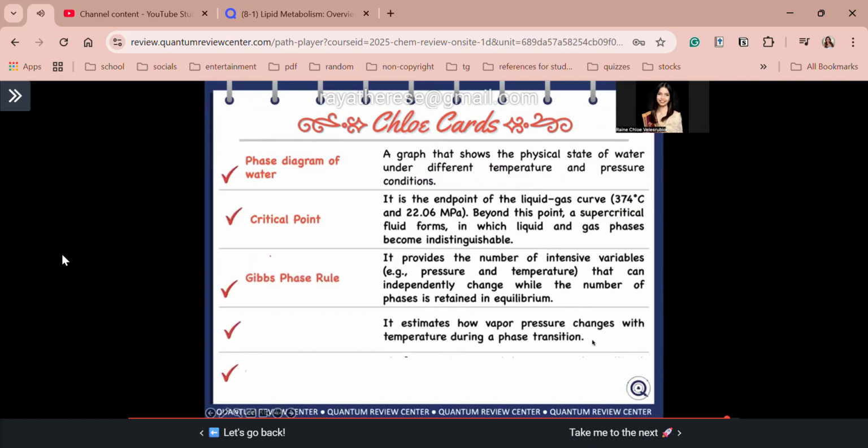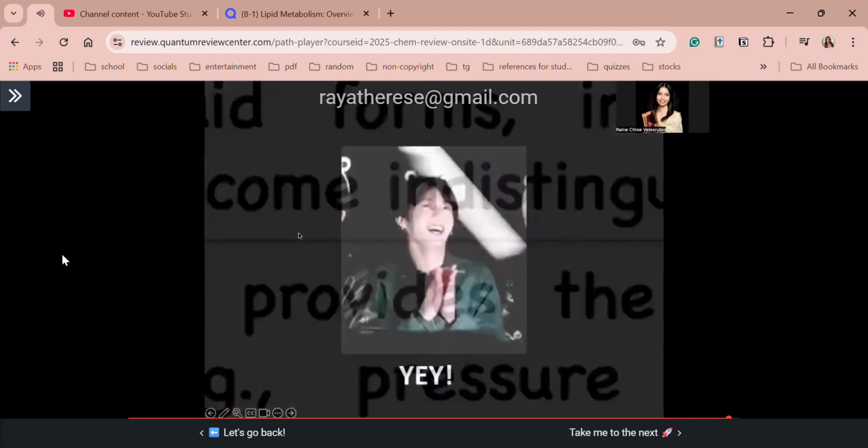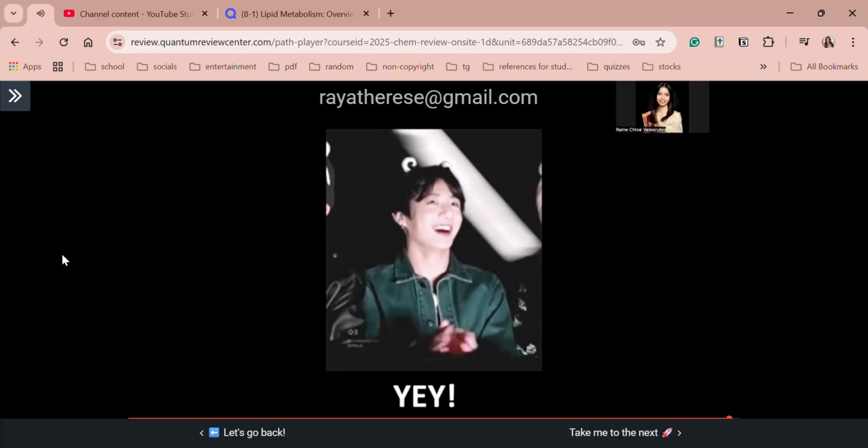Next, it estimates how vapor pressure changes with temperature during a phase transition. What type of equation is this, guys? Yes, it is the Clausius-Clapeyron equation. Lastly, it forms when a mixture evaporates without changing its composition. What do you call this, guys? Species. Very good, that is an azeotropic species. Congratulations, guys. We are done with the crash course on phase equilibrium.